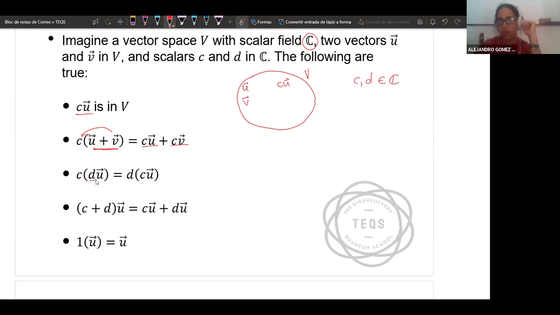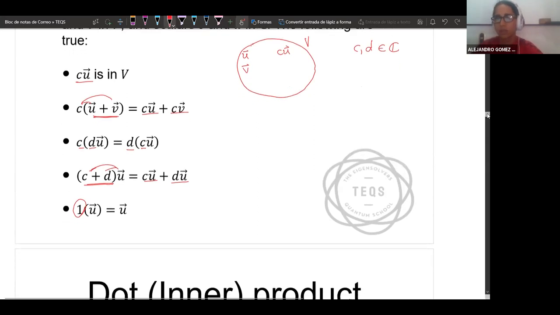If you multiply first by d and then by c, it's going to give you the same result as if you multiply first by c and then by d. This one is the distributive law with respect to the addition of scalars. So in this case you can distribute the vector u in order to get c times u and d times u. And finally, if you multiply by the number one, you get the same vector, because remember that when you multiply a vector by a scalar, each component must be multiplied by that scalar. So if you multiply by one, you get the same components, therefore the same vector.